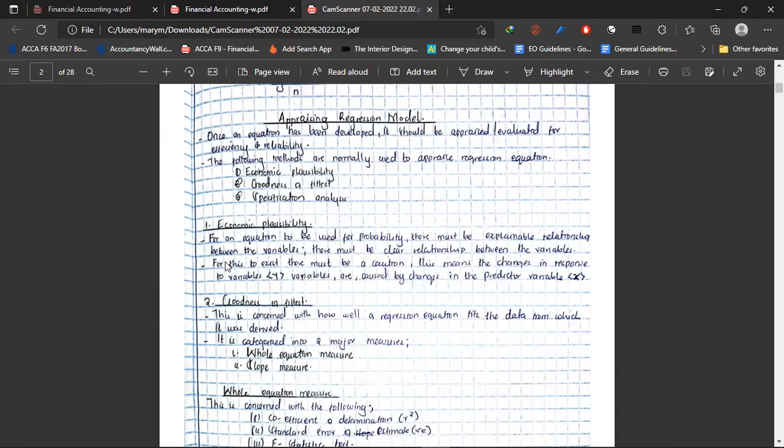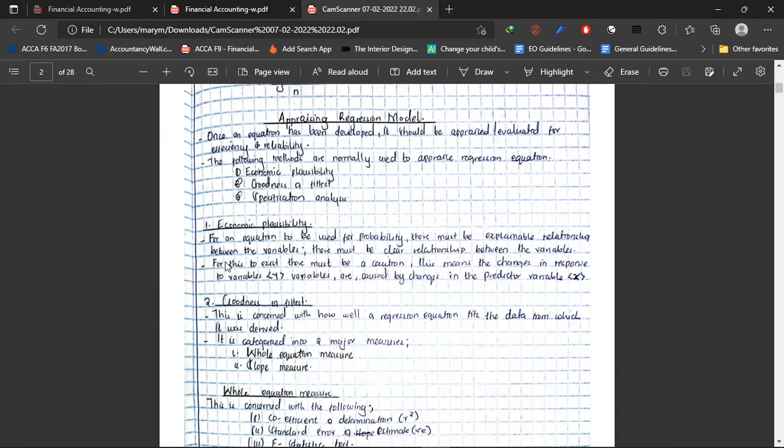Under economic plausibility, for an equation to be used for prediction, there must be an explainable relationship between the variables. There must be a clear relationship existing between X and Y. That is where we are discussing response and predictor variables.